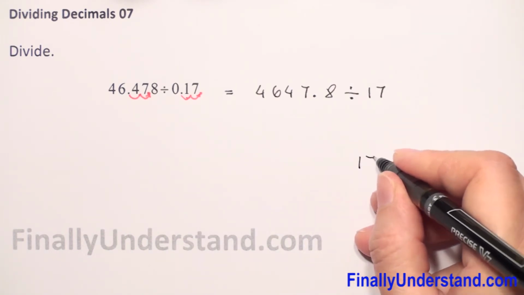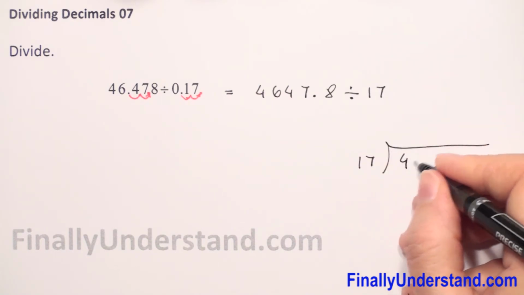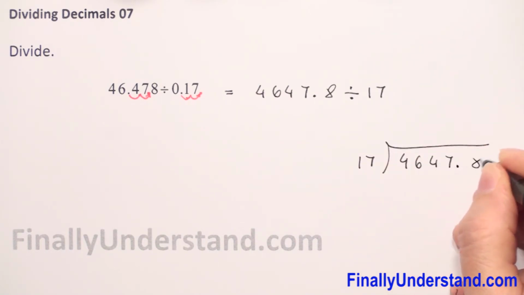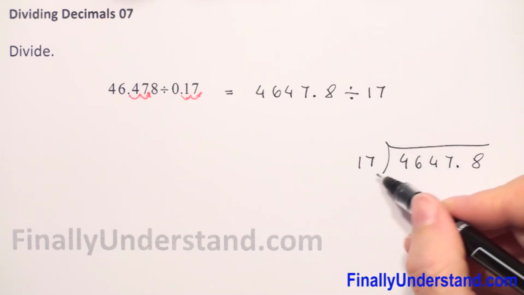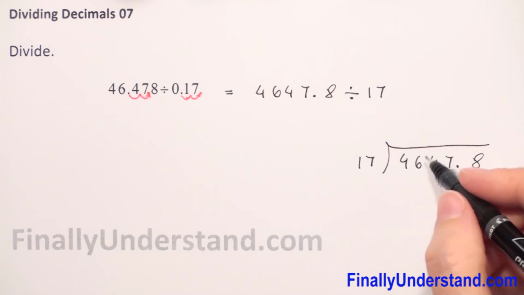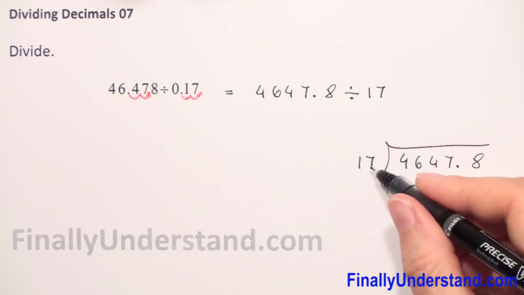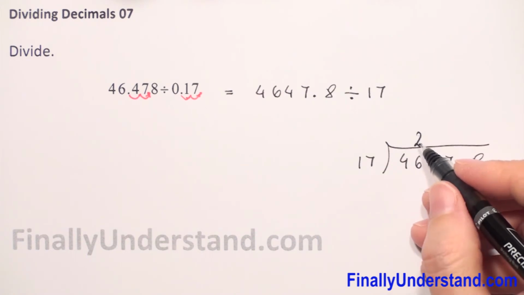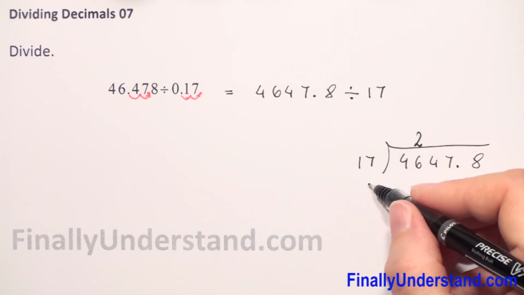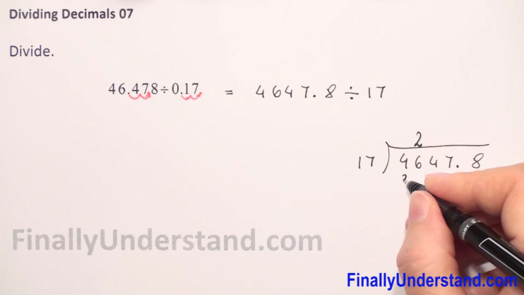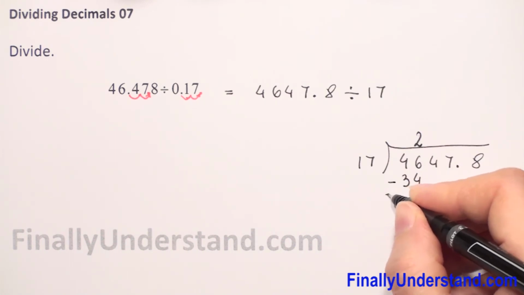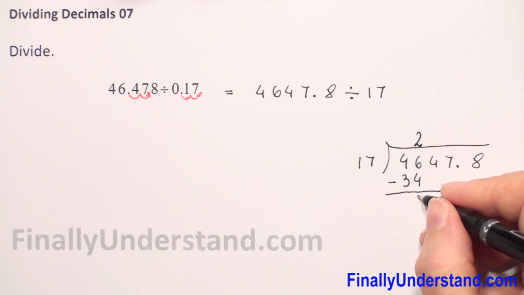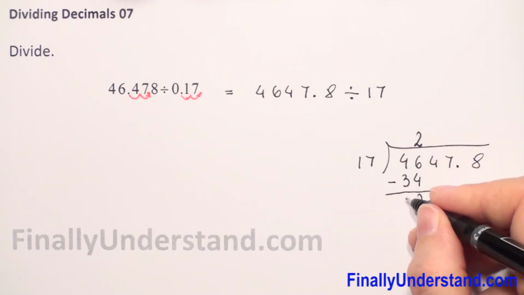So we have 4647.8. And again, because we cannot put 17 to 4, we take 6. We have 46 divided by 17 is 2. We write it on the top. And now we have to do multiplication. 2 times 17 is 34. And we have to do subtraction. 6 minus 4 is 2. 4 minus 3 is 1.